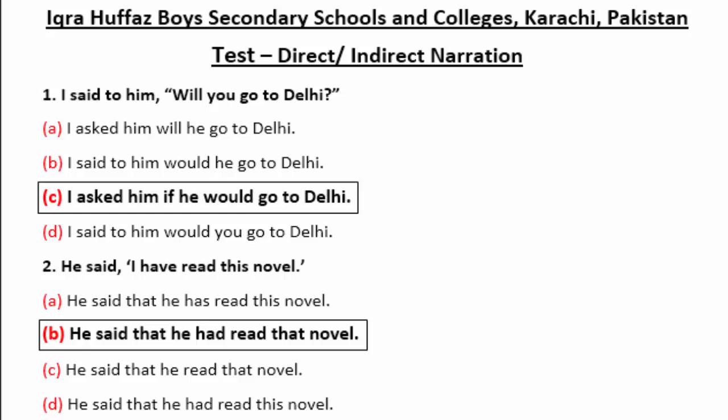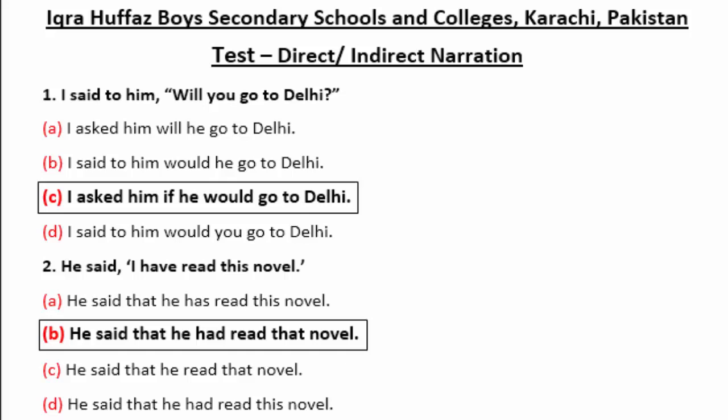I said to him, will you go to Delhi? In this sentence the reported speech is given in future simple interrogative sentence, and this is a simple question starting with an auxiliary verb will. So you remember the rules. We always use if or whether to convert a direct sentence into indirect sentence when there is a simple question given in the reported speech. So option number C is the correct option.